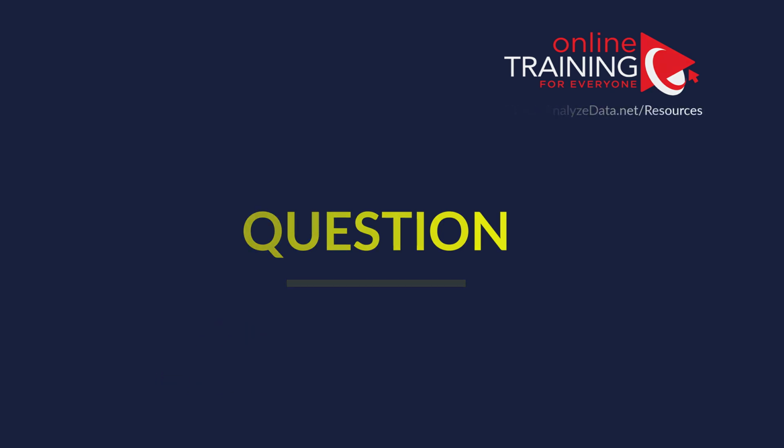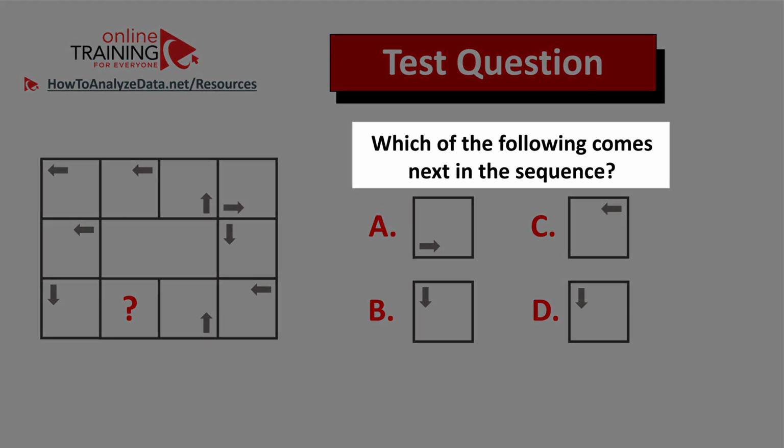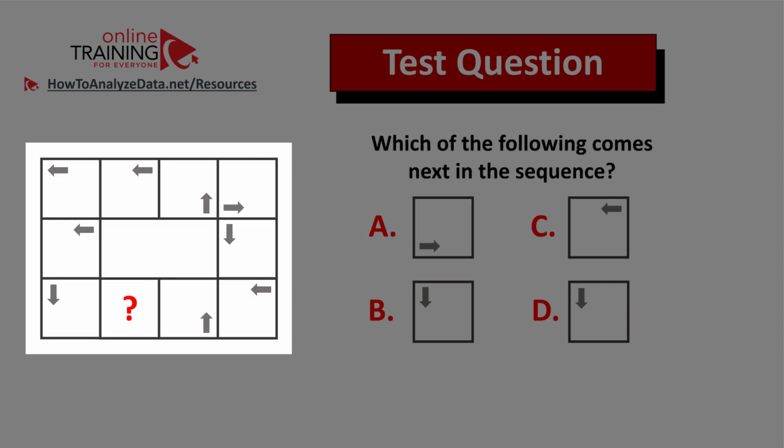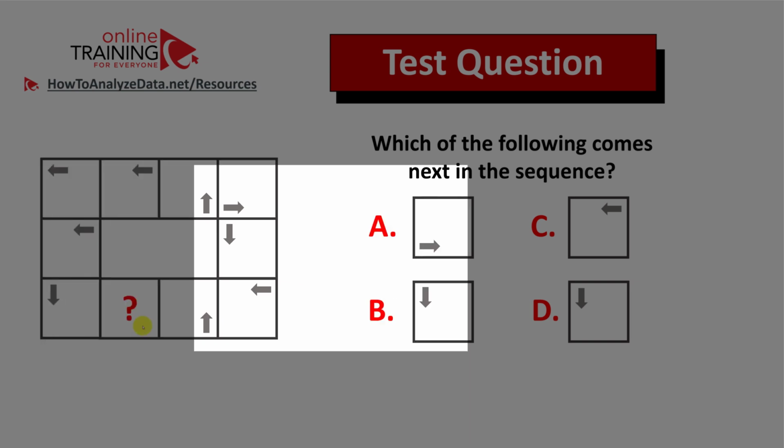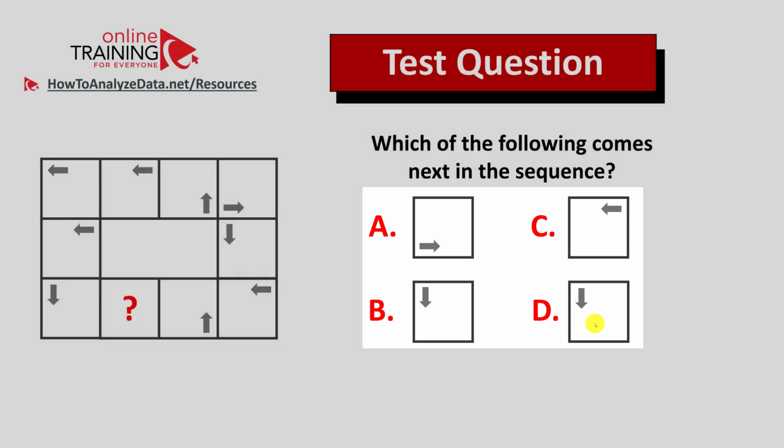Let me share with you a tricky question which tests your pattern recognition as well as logical reasoning skills. Which of the following comes next in the sequence? You're presented with a rectangle, which has multiple squares, and one of the squares is missing. It has a question mark inside. And you have 4 different choices: A, B, C, and D. Take a close look to see if you can come up with the answer.